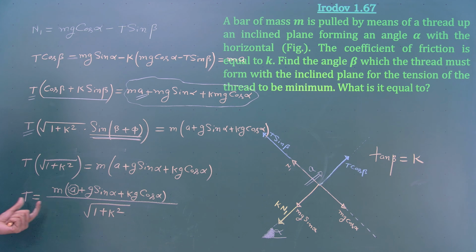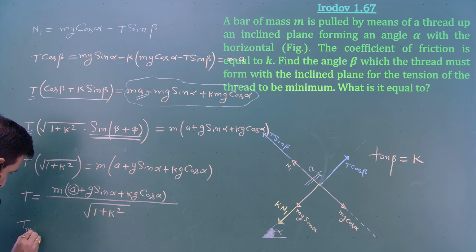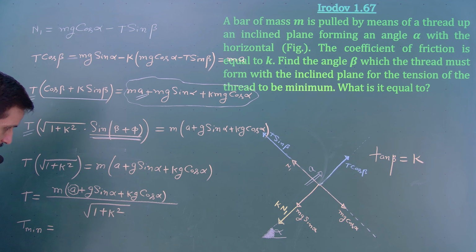So unless this a is known, we cannot find the tension. So we can say that for minimum tension means the value of a is minimum. One can write in a very loose sense that the minimum tension is when a is 0 and it should be equal to the remaining part. But I don't agree with this. Unless a is fixed, we cannot find the value of minimum tension.